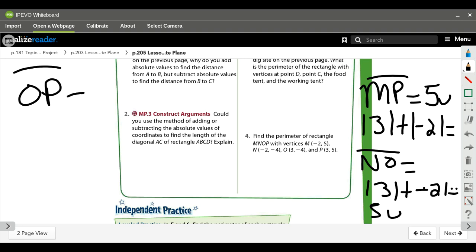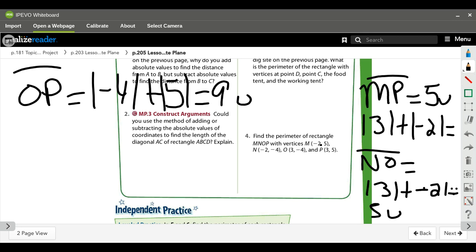So line segment O and P. And I have 3, -4 and 3, 5. So -4 and 5 are in separate quadrants. So I'm going to do the absolute value of -4 plus the absolute value of 5, and I get 9 units. So that's all I need. Now I have 2 different line lengths. So I have 9 units and 5 units.